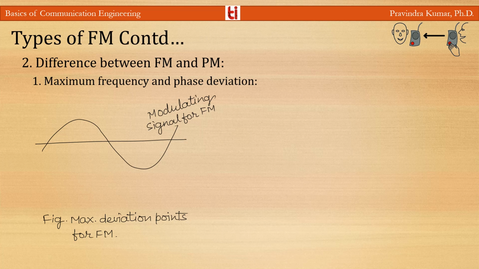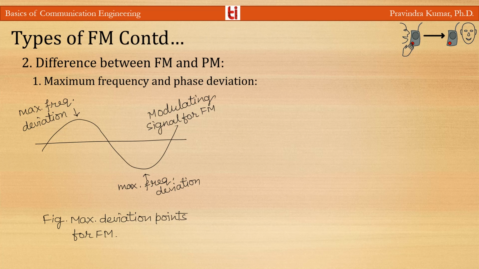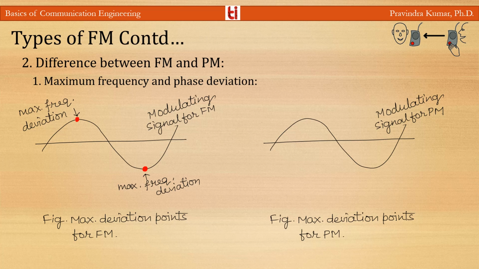So here you can see the maximum deviation points in frequency modulation, and the maximum deviation points in frequency modulation are at the peak values of the modulating signal. So at the highest value of the modulating signal, there will be a high frequency in the FM wave, and at the minimum value of the modulating signal, there will be a minimum frequency in the frequency modulated wave. So these are the maximum frequency deviation points in the FM wave, and on the other hand the maximum deviation points in the PM wave are different.